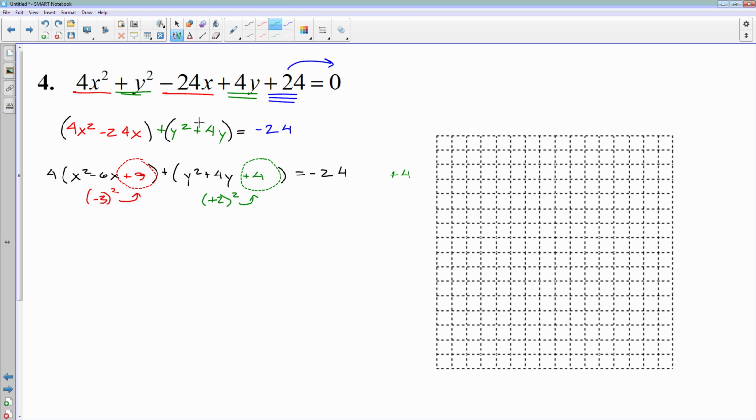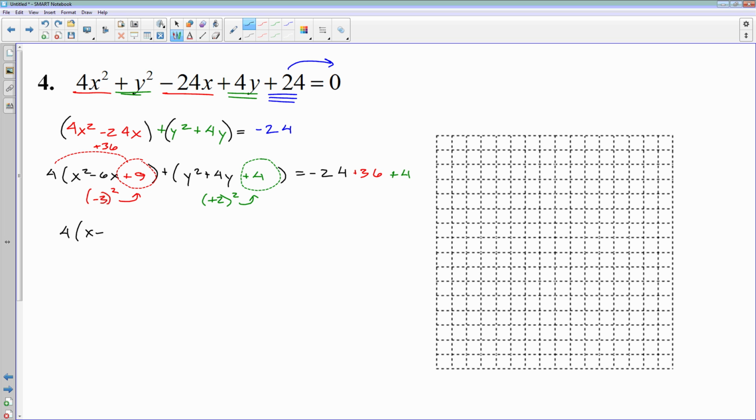Now, the tricky part is it looks like I added 9 to my x's, but remember, anything inside these parentheses is being multiplied by 4. So it looks like a 9, but it's really 4 times 9. And 4 times 9 is 36. So I actually need to add 36 to this side. So once you complete the square, you add to the other side to counter what you added to the left side. Now we factor these.